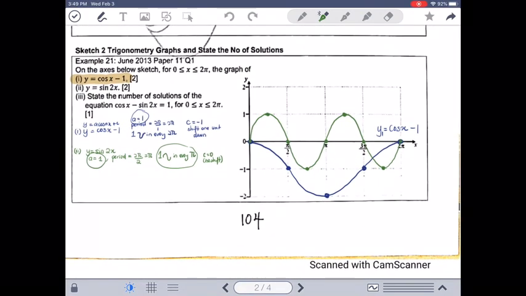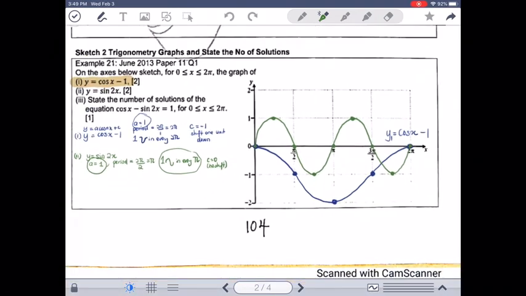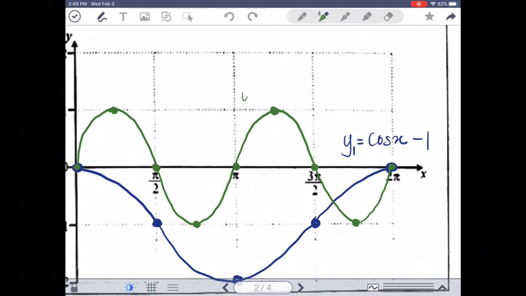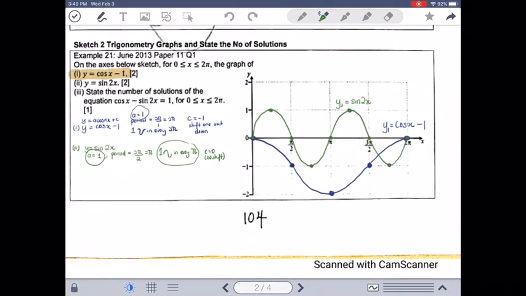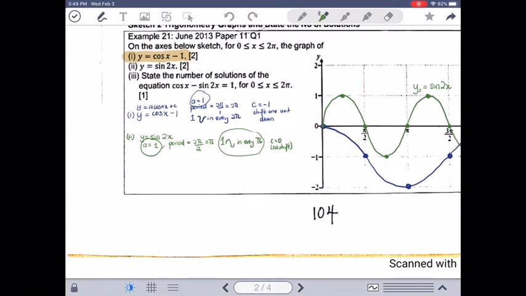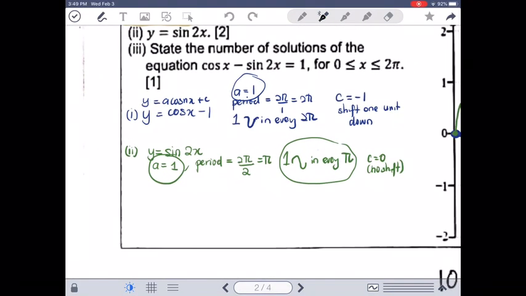Right? So done with the second sketching, and I name this as y2 equals sine 2x, with a small 2 down here just to denote that we do not have the same y, different function, different equation. Right? Okay.